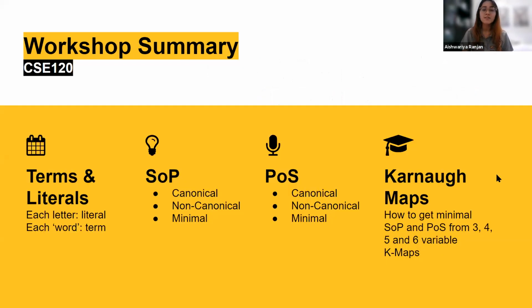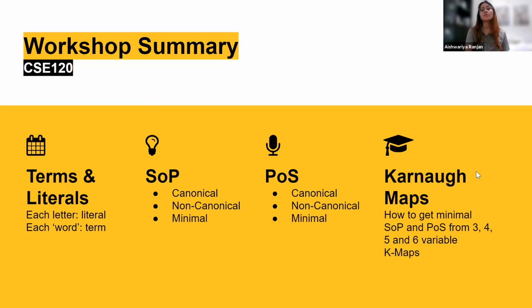So we discussed terms and literals. Each letter is a literal in a term, and each word we make together with those letters is a term. We discussed SOP and POS. There are 3 types for each: canonical, where each term has all the literals expressed; non-canonical, where you don't have to have all the literals; and minimal, where you just want it to be in the simplest form possible.